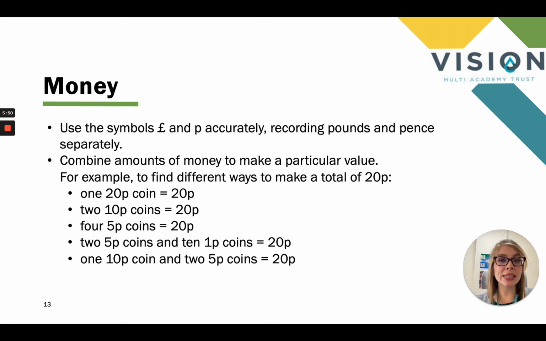Looking at money again, in the previous year group in Year 1, it was recognising the different coins and notes, understanding they had a different value. Now we want to be using the pound symbols and the pence symbols accurately. We're also going to be combining amounts of money to make a particular value. So for example, how many different ways using different coins can we make a total of 20 pence? It can be 1 20 pence coin, 2 10 pence coins, 4 5 pence coins, and so on. As well as then combining different types of coins, so 2 5p coins and 10 1p coins.